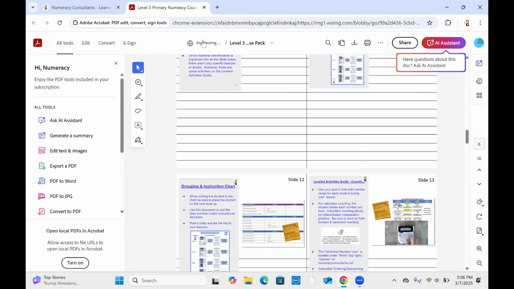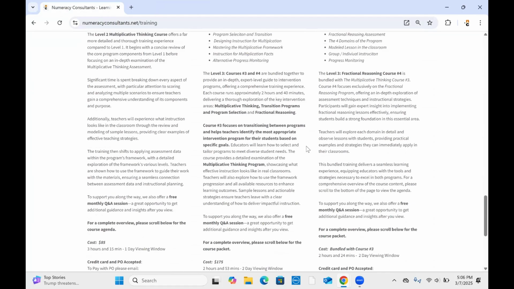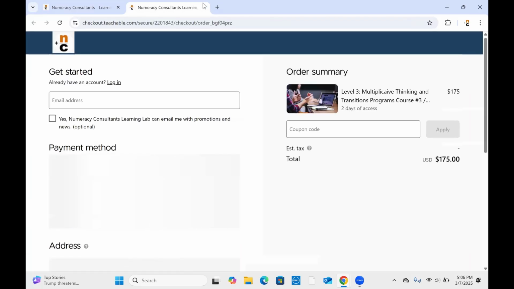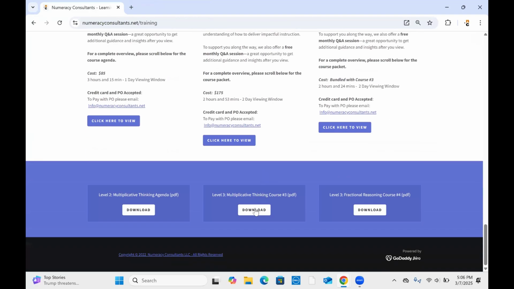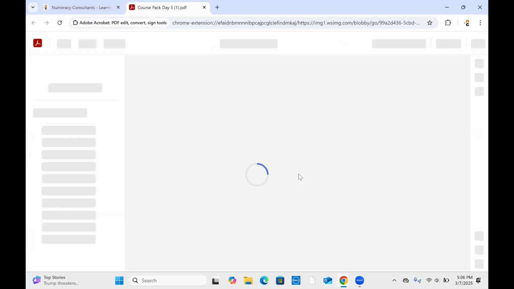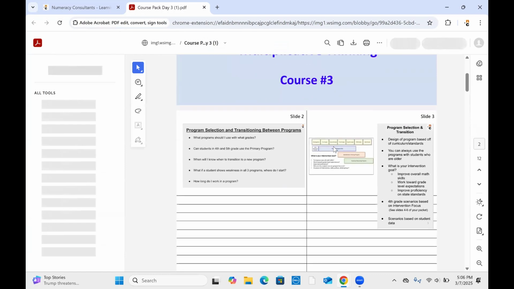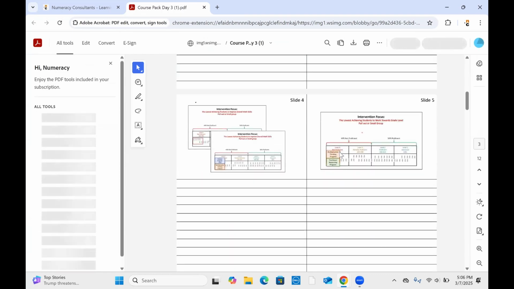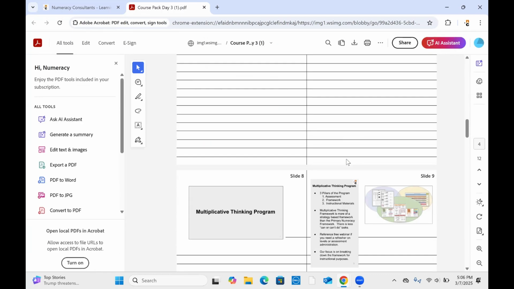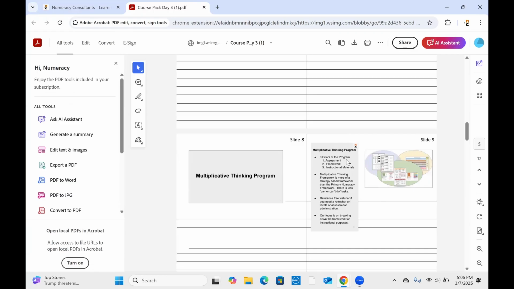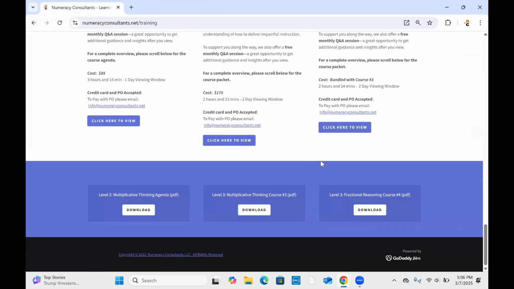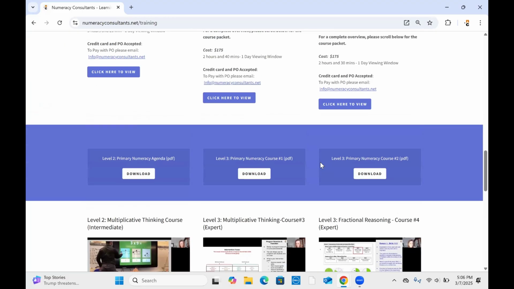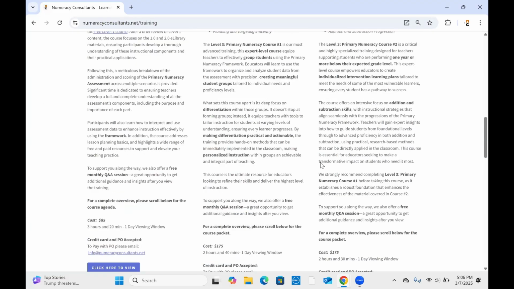So if you want to take a look at those, the course packs will give you a good idea of what the course actually looks like, the things that you'll be learning about. Oops, I did not mean to click on that. I'll go to the course pack. So like for the multiplicative thinking course, you can go ahead and take a look in those course packs and it'll take you through and you'll see exactly what you'll be learning about and all the things for that too. So just one more thing, those agendas and those course packs are available for you to download and take a look at to see if that course is something that you're interested in.